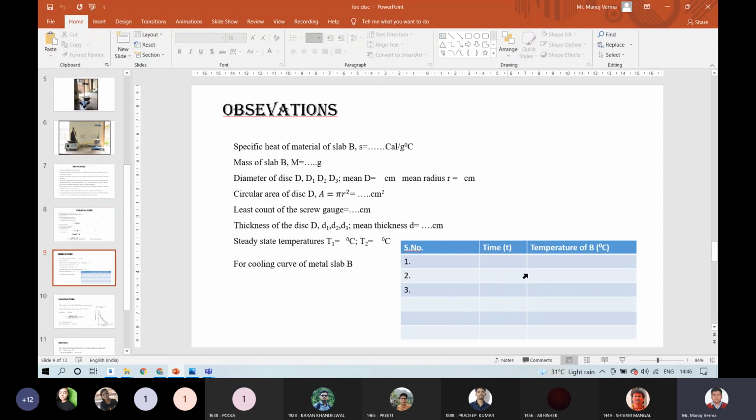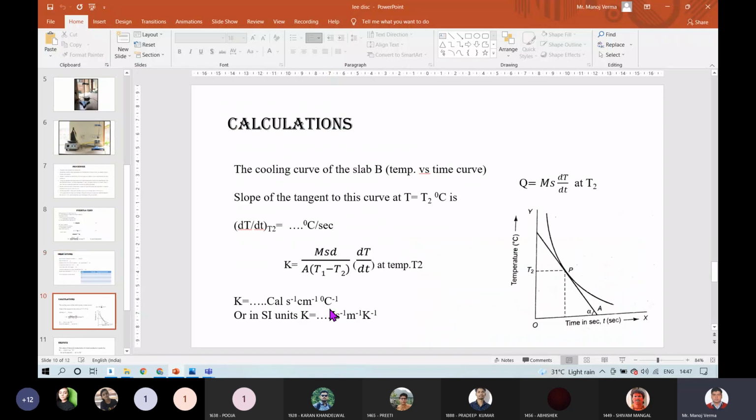And this will be your last observation table. इसमें क्या है, टाइम है और टेम्परेचर ऑफ B है, उसको हीट कर रखा है 10 डिग्री ऊपर पे, और फिर उसको कूल होते वक्त उसका टाइम के साथ उसका टेम्परेचर नोट करना है. And this observation table will yield you the cooling curve, and from that cooling curve you have to find the tangent at point T2 and then you have to find the slope of that tangent.